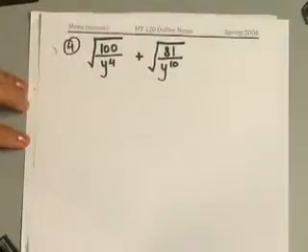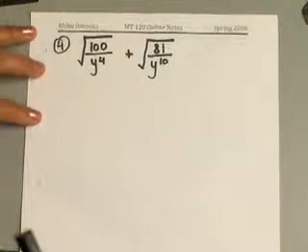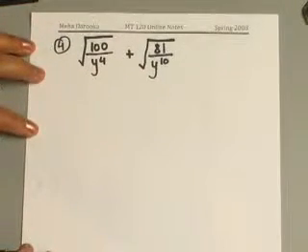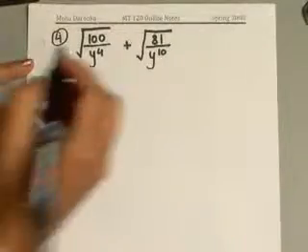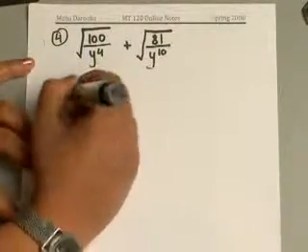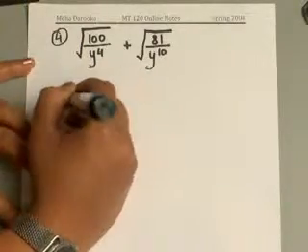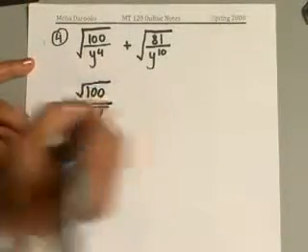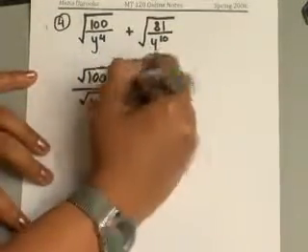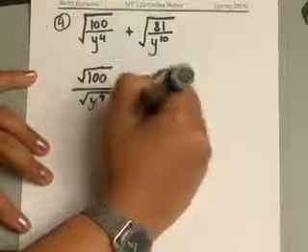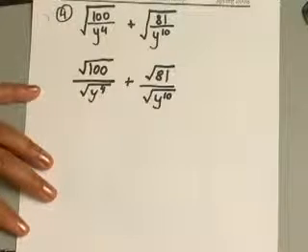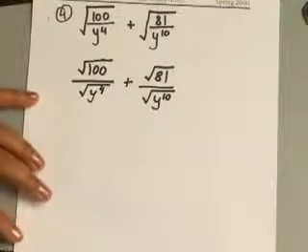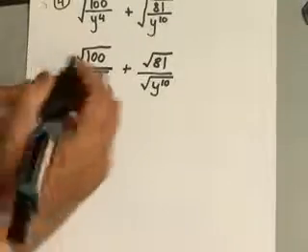Now I want to look at a different type of example here. This one has fractions in it as your radicands. So you will of course apply your quotient rule and stuff that we learned last time in the last section to help you out with this one. So we'll go ahead and apply our quotient rule first, where we break down our numerator and denominator into separate radicals. Okay, so you end up with square root of 100 over square root of y to the 4th, and for the other one you end up with square root of 81 over square root of y to the 10th.